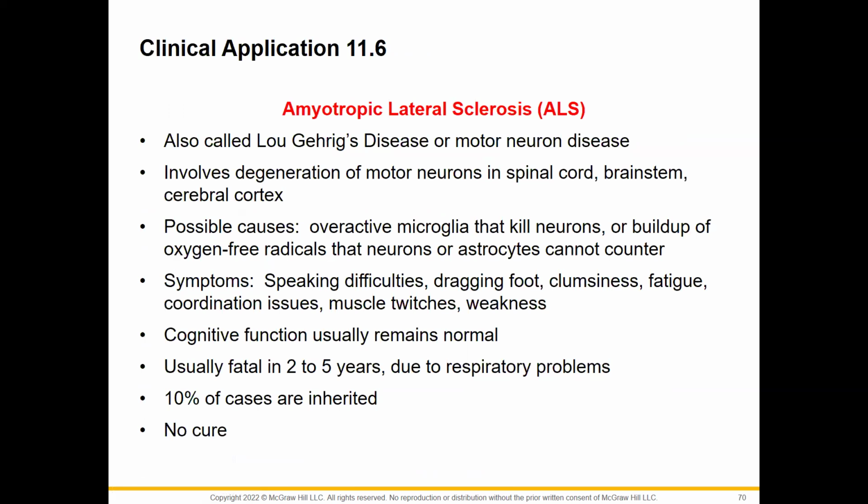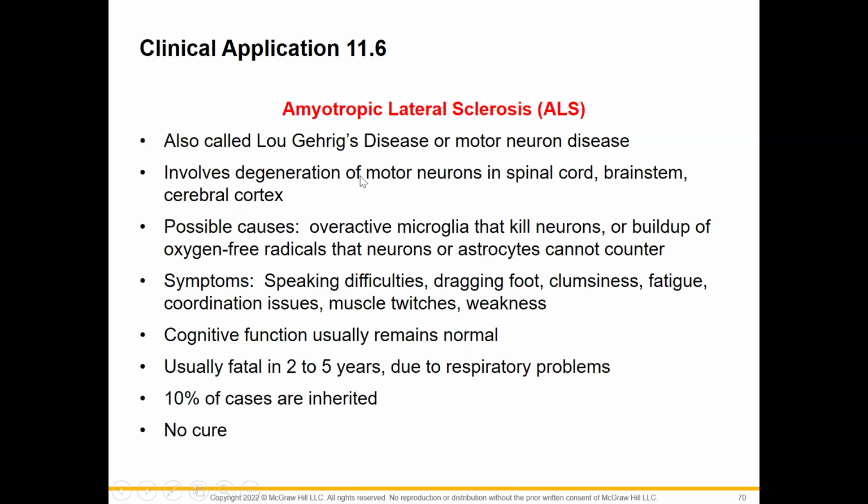So now let's talk about ALS. Amyotrophic lateral sclerosis, ALS, also called Lou Gehrig's disease, also called motor neuron disease, because it is a degeneration of the motor neurons in both the brain and the spinal cord, different parts of the brain, so brainstem, cerebral cortex, and degeneration of motor neurons in the spinal cord.